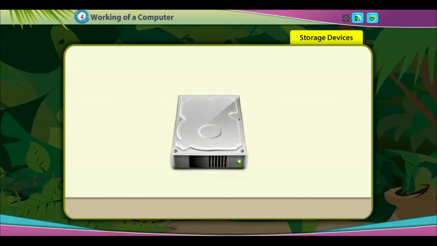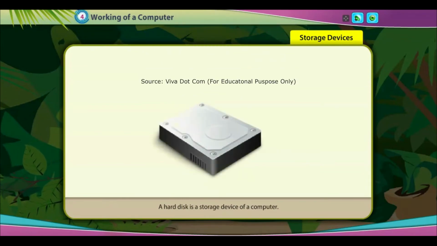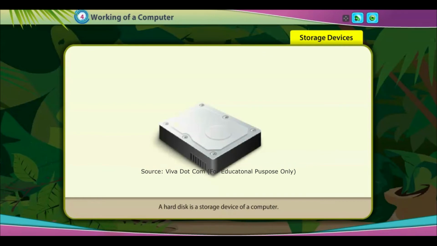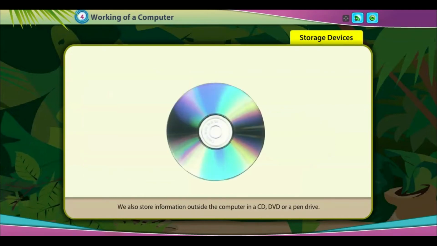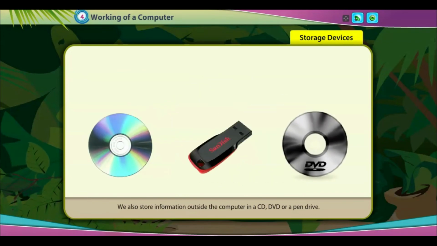Storage devices. A storage device stores data for later use. A hard disk is a storage device of a computer. It is inside the CPU. It stores the information we put in the computer. We also store information outside the computer in a CD, DVD, or a pen drive.